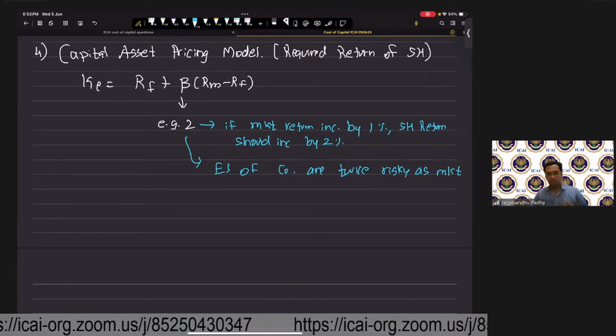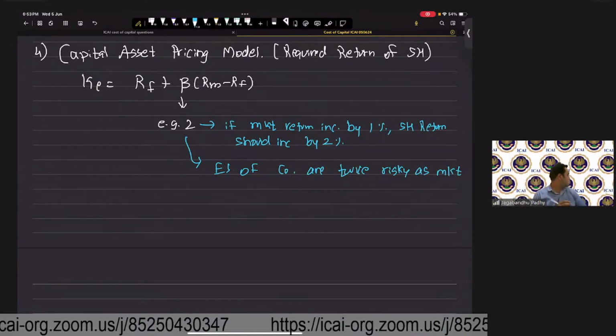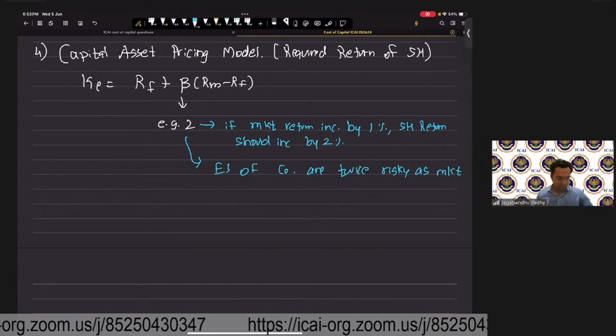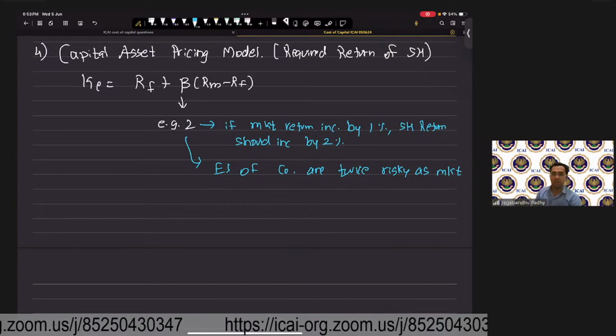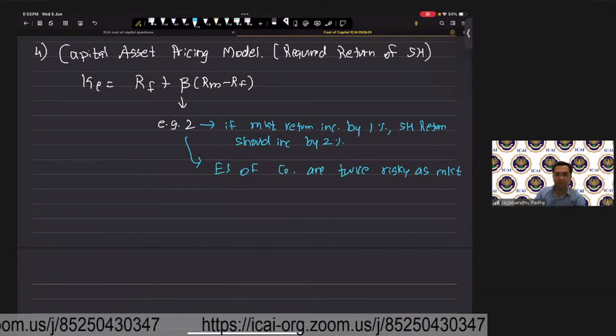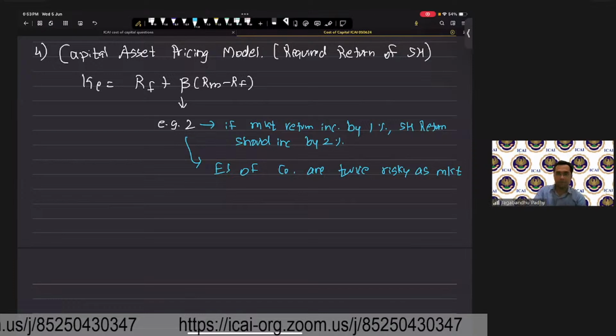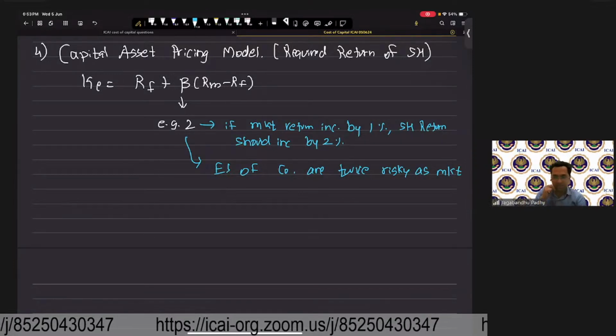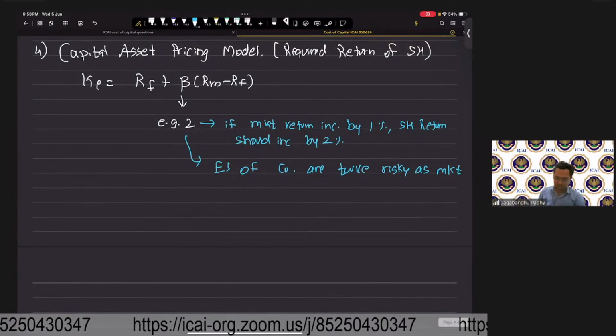So of course, if the equity shares have double the risk as compared to the market, the return that you expect, the risk premium that you expect, will also be double. So that's the systematic risk which we observe in this CAPM.